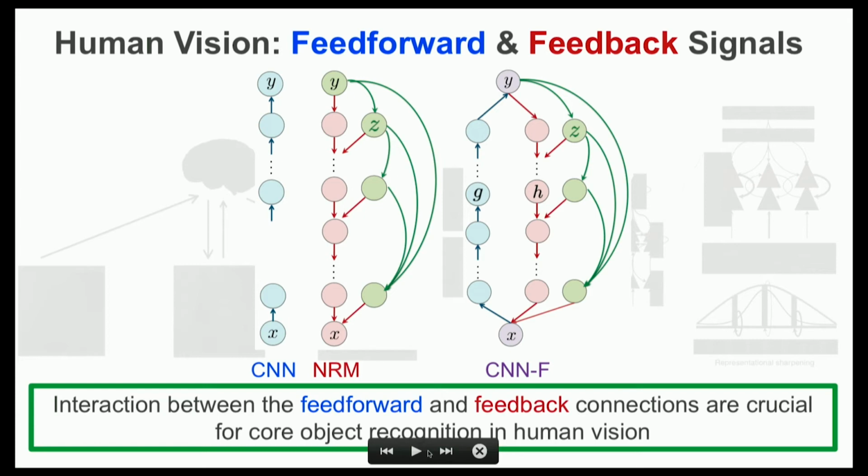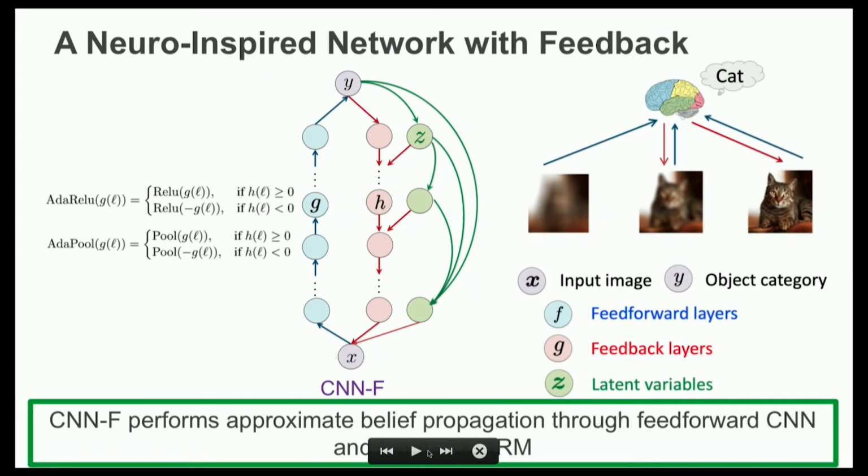Usually it takes around 10 iterations to converge to some extent. And the interesting thing here is when we send the feedback signal back to the CNN, we also modify the non-linearity. Instead of ReLU, we develop what we call adaptive ReLU and adaptive pooling, which use information in the feedback signal to update activation in the feed-forward step.